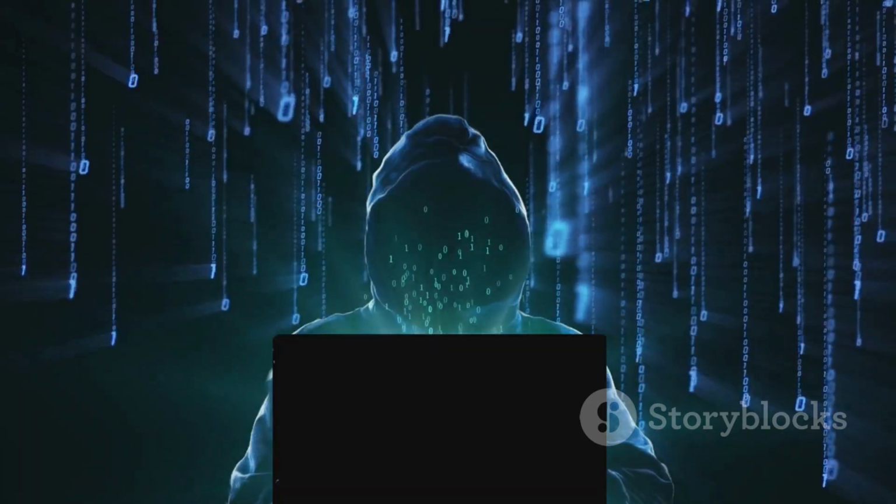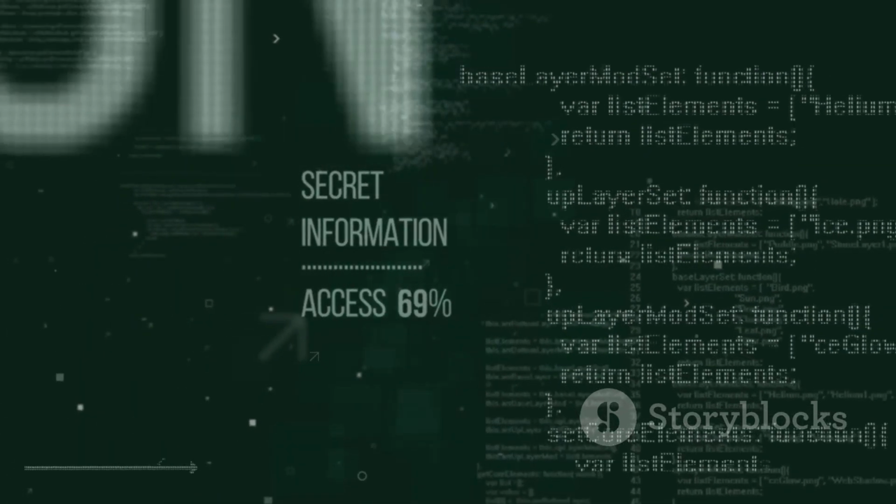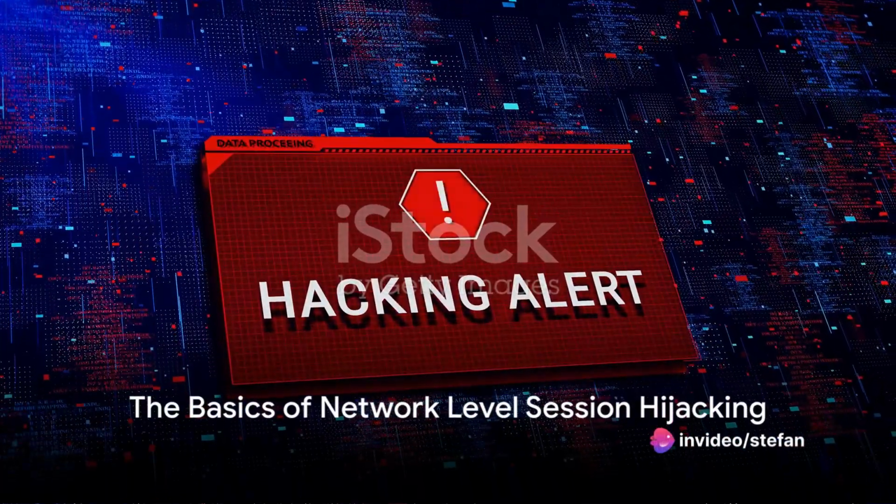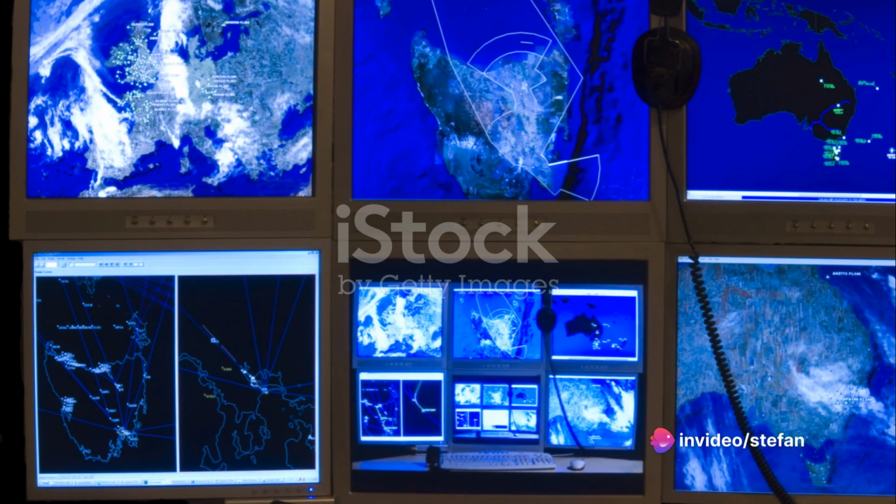But how exactly does this happen? Today, we will unravel the mystery behind Network Level Session Hijacking. So, what exactly is Network Level Session Hijacking? Well, let's start off by breaking down the term.